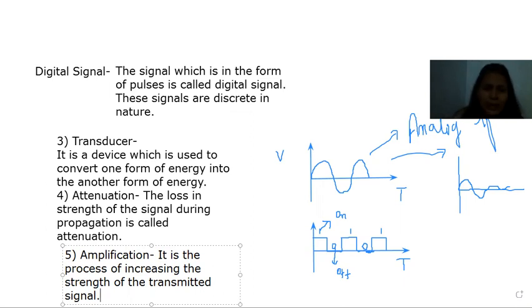So today I discussed signal, after that message signal, after that types of electrical signal, and after that transducer, then attenuation, and at last amplification.